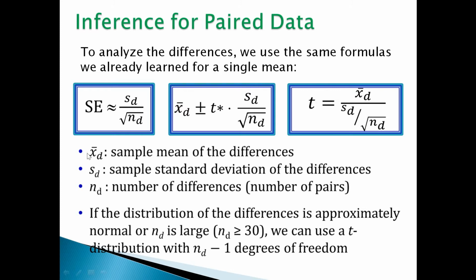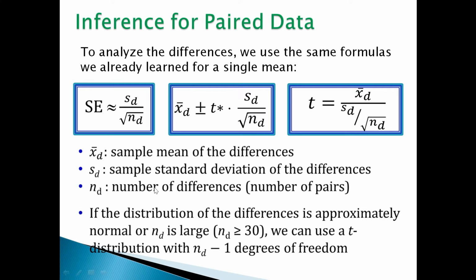Now the new notations are the x bar d, the SD, and ND. The x bar d is the sample mean of differences. As I said, each case will produce two measurements, and you are taking the differences of all these cases. Once you're done finding the differences, you'll find the mean of those differences. The mean of those differences is the x bar d, and the standard deviation of those differences is the SD. ND is just the number of the pairs.